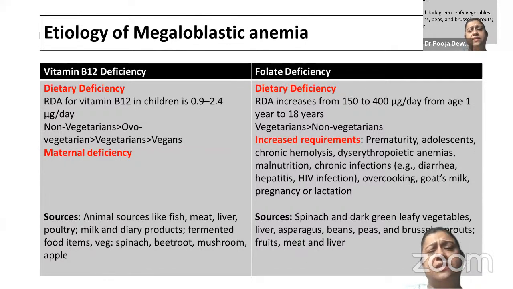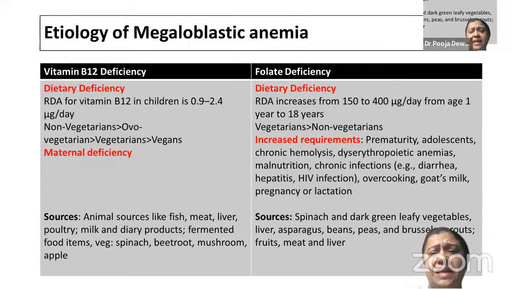In contrast, for folic acid, the sources are mainly dark green leafy vegetables, asparagus, and beans. So you can see that all the greens in the diet are good sources of folic acid. And we know that the RDA of folic acid is around 400 micrograms, and in infants it is a little lesser, so 150 to 200 micrograms. And as the age increases, the RDA increases.